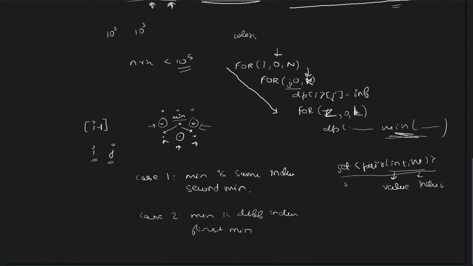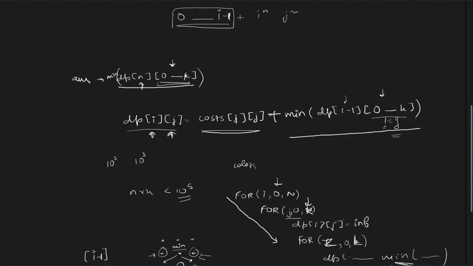For this particular case, I am using a set of pairs. Now in this particular pair, the first value would be the value itself, and the second value would be the index of the particular color, or the color itself, right? So if I'm computing this value for the ith row, I'll be using this information in the i plus 1th row, right? So this was all about this question.